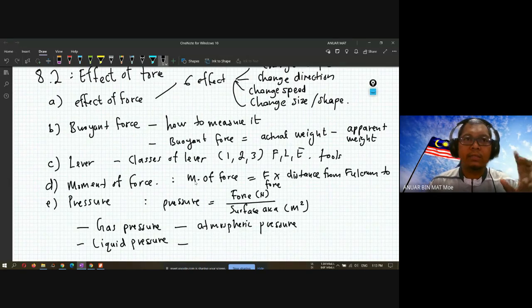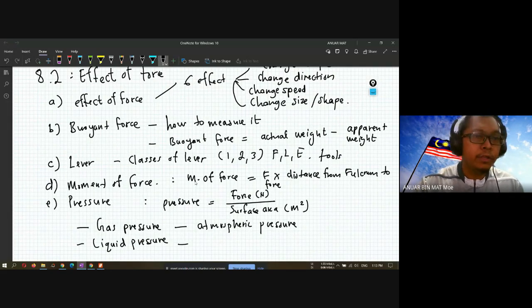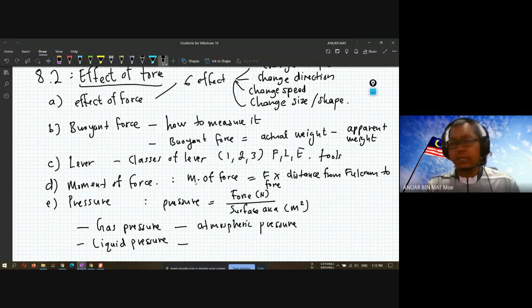So this is on subtopic chapter 8.2, the effects of force. This is the effects of force. The topic on effects of force. Okay, class.